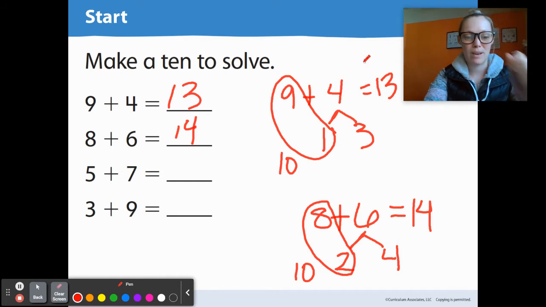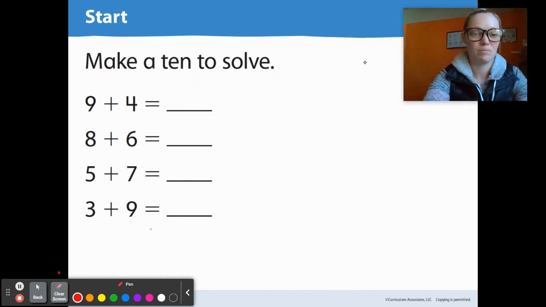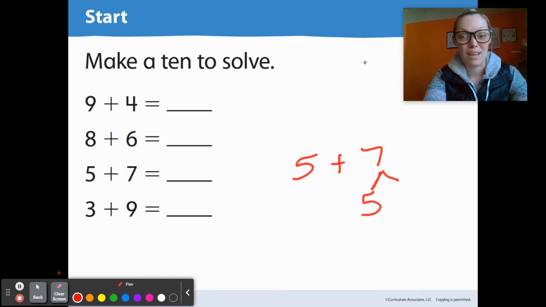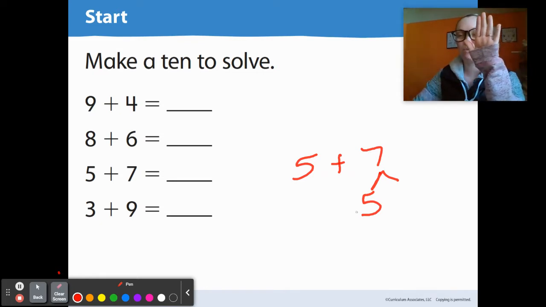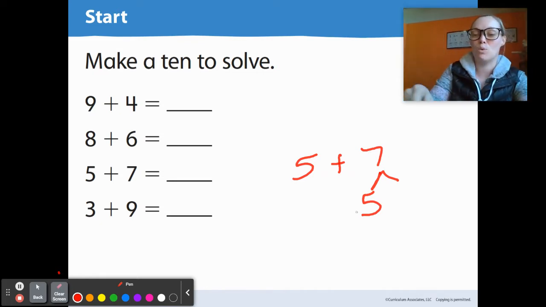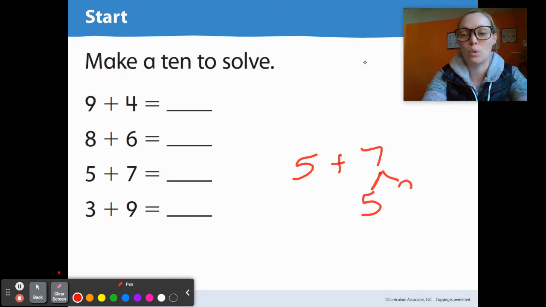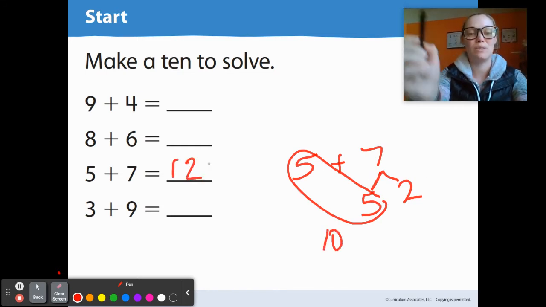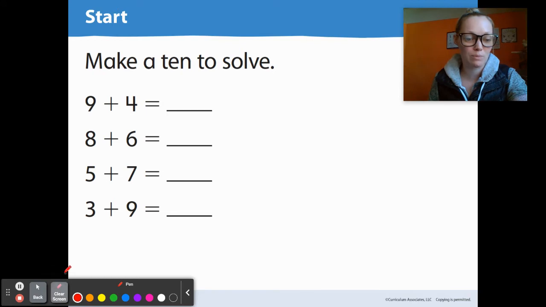Let's do one more, 5 plus 7. We're going to break up our 7, and what are we going to break it into? 5. I know that because I'm going to want to make a 10. But I know I need to add 7 total, and if I've only added 5, I still have to add 2 more because I have to add a total of 7. Now I see 5 and 5 make 10, plus 2 more makes 12. So 5 plus 7 is 12.